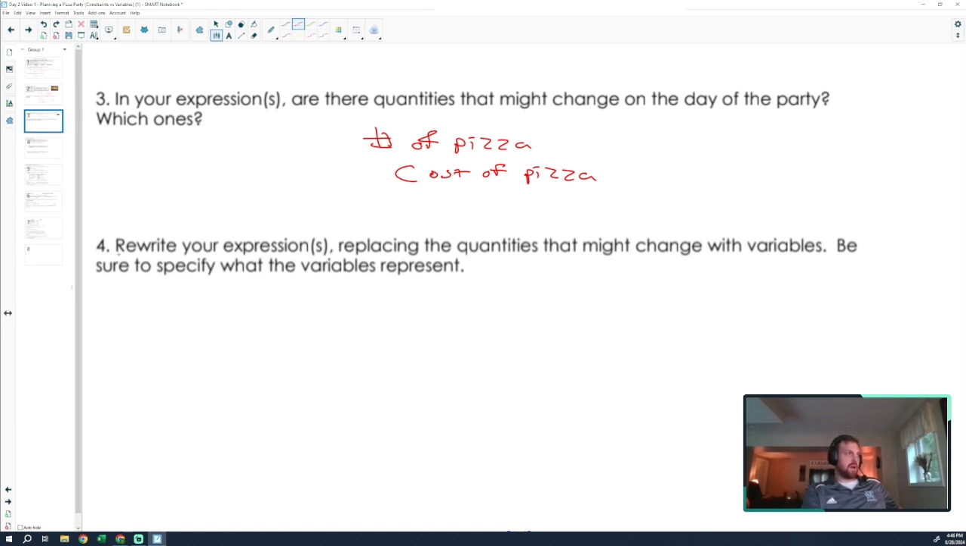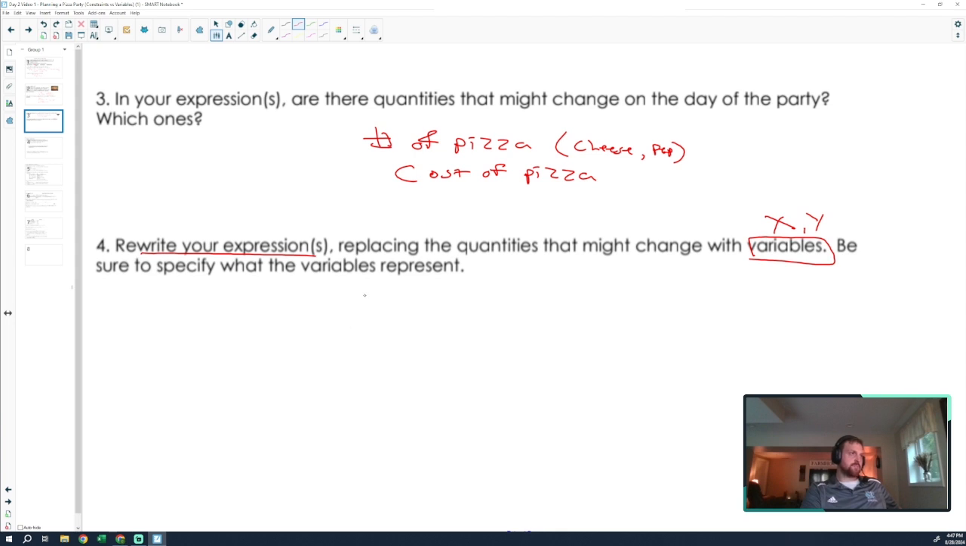So keeping that in mind, it says rewrite your expression or expressions, replacing the quantities that might change with variables. Remember, variables are things that change. We usually use letters X, Y, A, B, whatever we want to. Be sure to specify what the variables represent. We talked about the number of pizzas, and we did that for cheese and pepperoni.